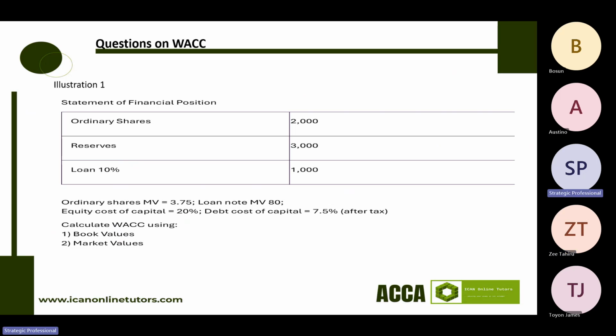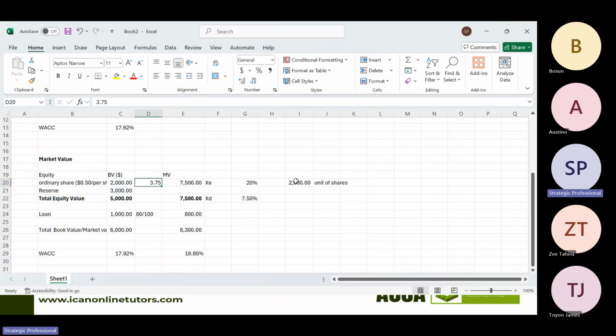Okay, like I was saying, if it was $1, it should have been 2,000 divided by $1, which is 2,000 units of shares. But let's say for instance the nominal is 50 cents, which is 0.50. For you to get your units of shares, you will divide your book value on the financials, which is this $2,000, by 0.5. Your units of shares will be what? 4,000 units of shares. Is that clear?